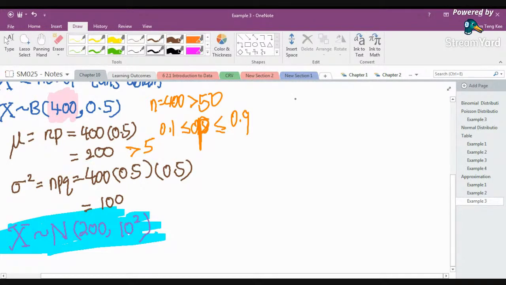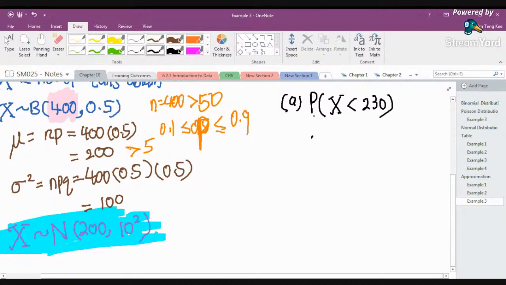Part A. What I would like to find out is the probability that I have less than 230 tails. So just now we said X is the number of tails. If I have X less than 230, that means I want to get the probability of less than 230 tails. That means I have X less than 230.